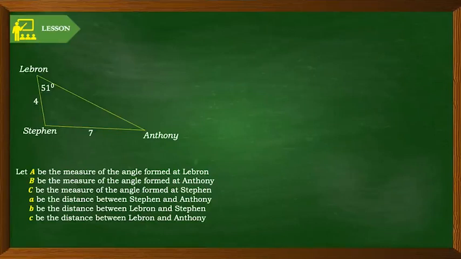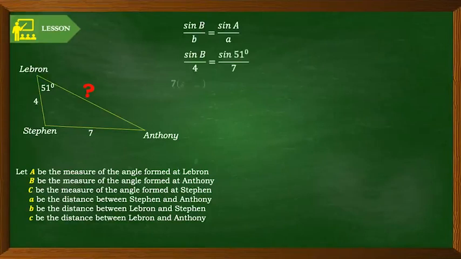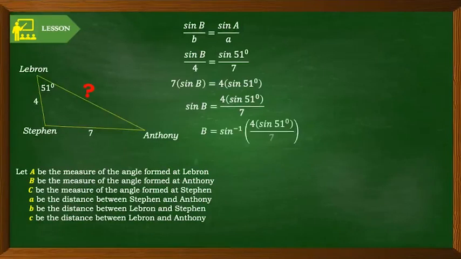So to solve for the angle formed at Anthony, let's use this formula. And don't forget that we're looking for the distance between LeBron and Anthony. So to solve for angle B, we use this formula, sine B over b equals sine A over a. Substitute the values, cross multiply, divide both sides of the equation by 7. So sine B is equal to 4 sine 51 degrees over 7. We solve for B using your calculator. So angle B is 26.36 degrees.